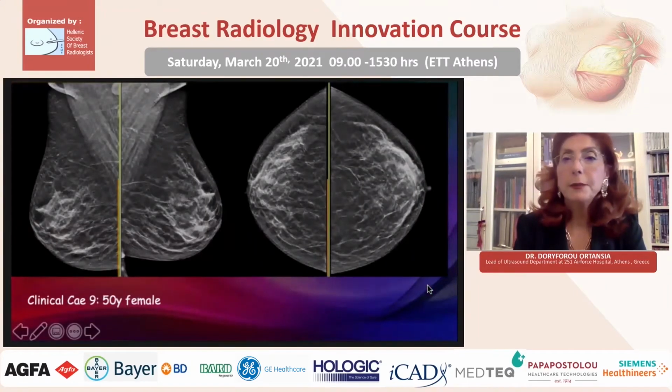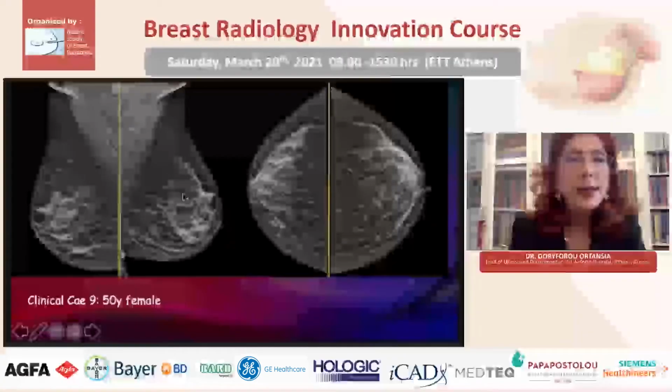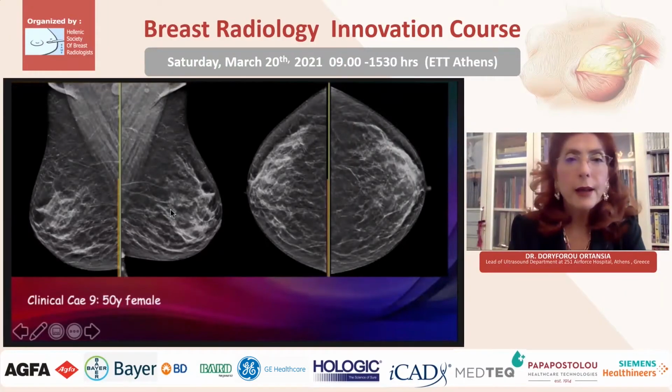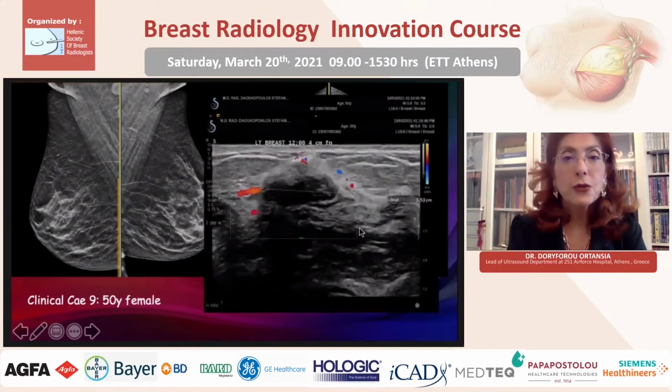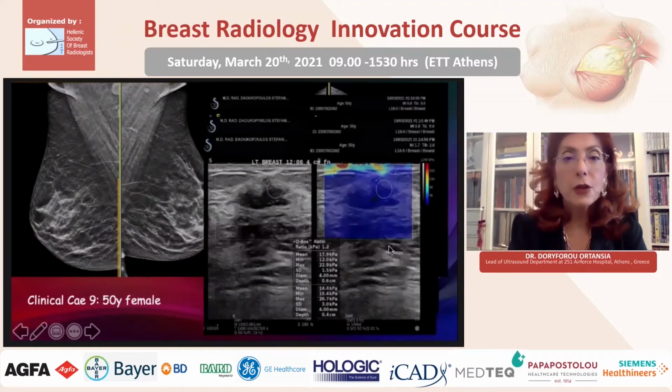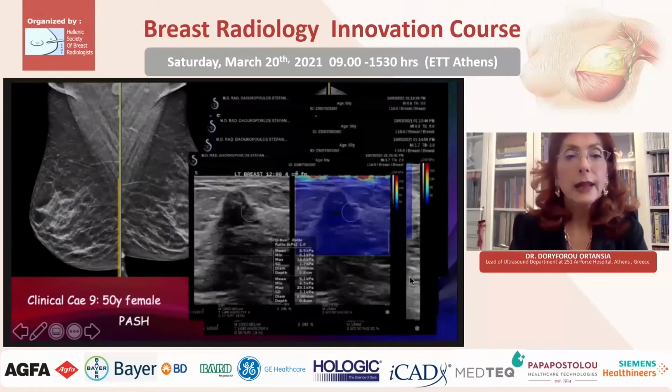Another case, unremarkable mammogram, maybe hazy glandular area in the center of the breast, but on ultrasound, we see an asymmetric hypoechoic area, maybe taller than wider, very suspicious. But on shear wave elastography, we get soft values. Again, because of the discrepancy, we need to biopsy. And it was PASH, pseudoangiomatous stromal hyperplasia, which means a benign situation.